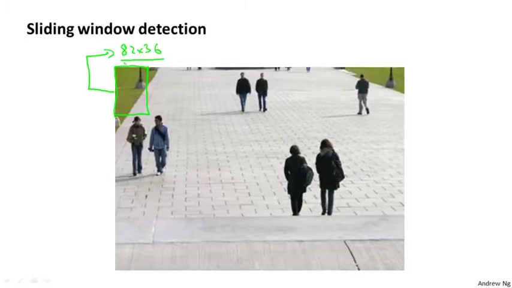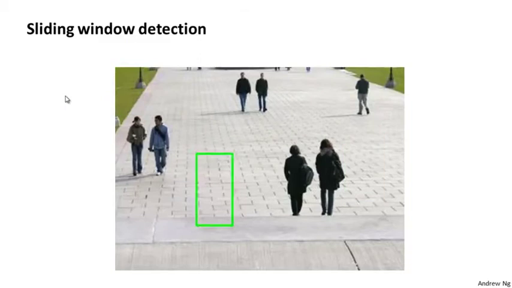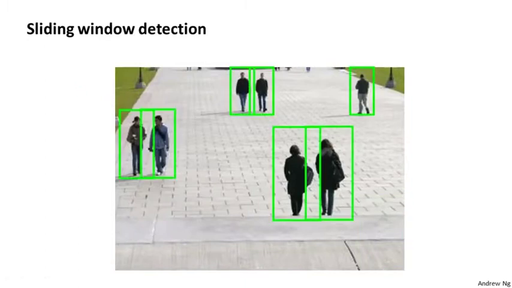And finally, you could do this at even larger scales and run that sliding windows to the end. And after this whole process, hopefully your algorithm will detect what are the pedestrians that appear in this image. So that's how you train a supervised learning classifier and then use a sliding windows classifier or use a sliding windows detector in order to find pedestrians in an image.